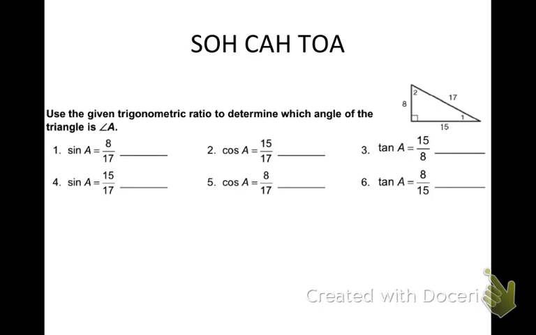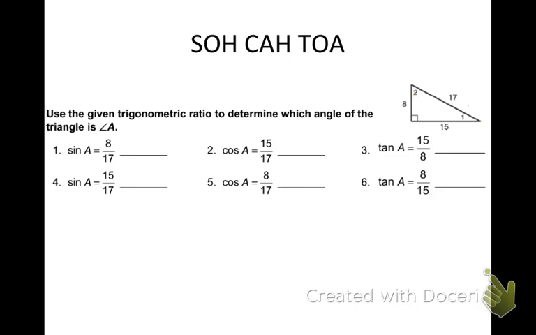So on these 6 problems, it's asking you to find which angle it is. For example, it says, use the given trigonometric ratio to determine which angle of the triangle is angle A. I have angle 2 and I have angle 1. Each one of them will be either angle 1 or angle 2 as an answer. Take a couple seconds, solve these 6.